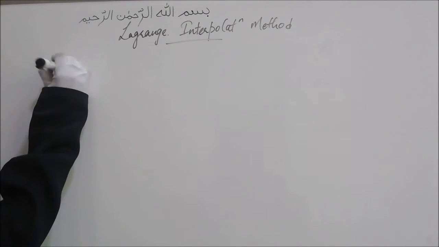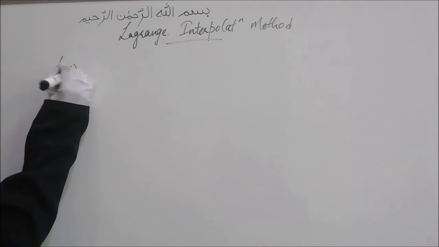So when our values of x are equally spaced, we use either the Newton forward difference method or the Newton backward difference method. When our values are not equally spaced, then we are going to use the Lagrange interpolation method. This formula is pretty simple. You don't have to form a table or anything in this case.